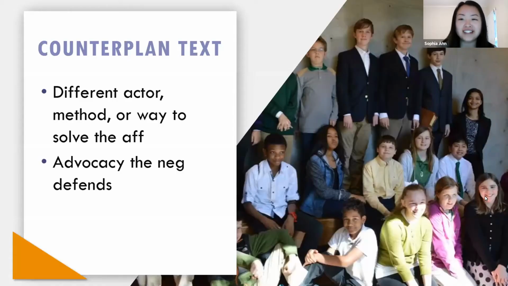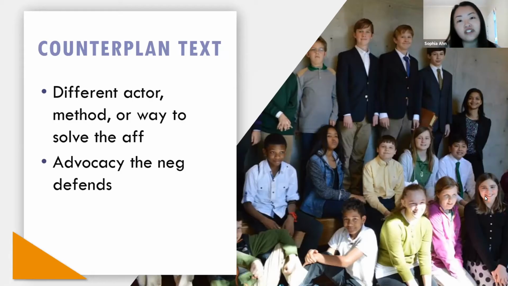So first part, the counterplan text. This part is usually pretty simple, pretty easy. It's just a quick line you get to read in your 1NC shell. And when you read the counterplan, the main difference is that you either have somebody or something different that is enacting this plan, or you just have another way of doing it. But it's still an advocacy that the negative side is defending. So when you read a counterplan, you've got that burden of explaining how you're going to solve the affirmative impact.